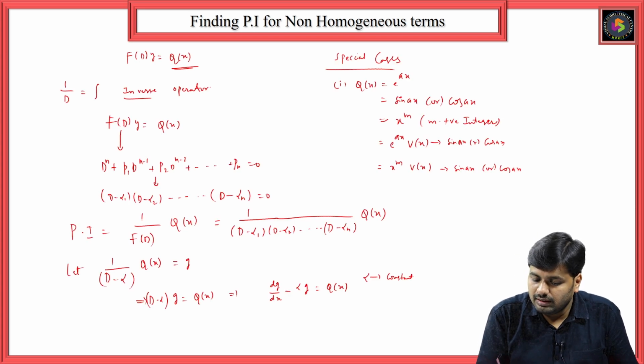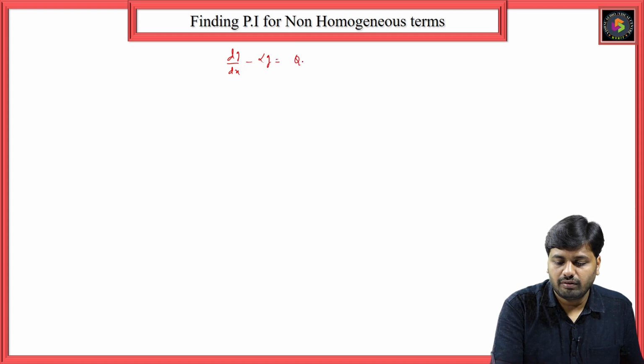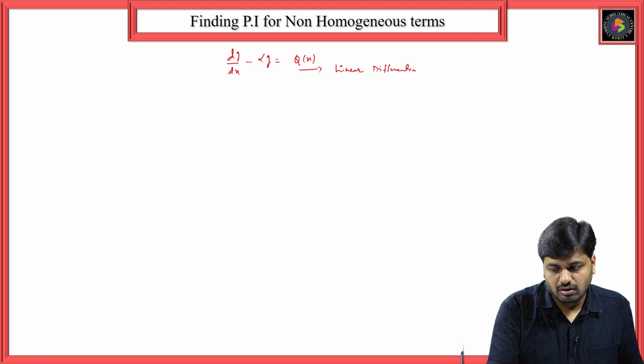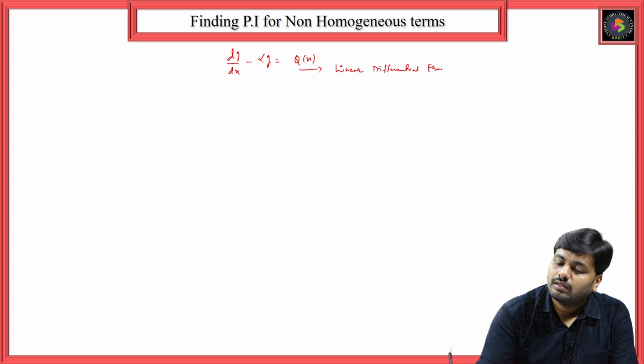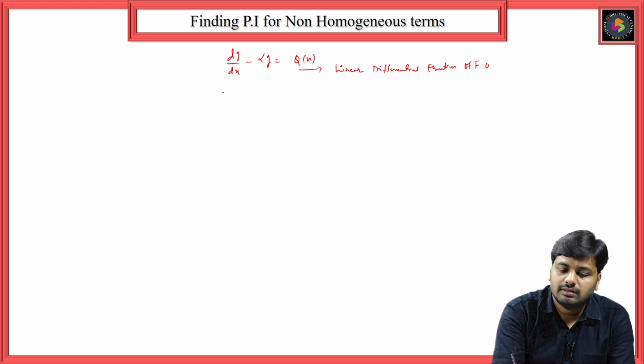Now to solve this equation, dG by dx minus alpha into G equal to Q of x, this equation is called a linear differential equation of first order. We have a procedure to solve this differential equation: we follow the integrating factor, that is e power integration of minus alpha dx, and since minus is there, we write the minus here. So this is e power minus alpha x.